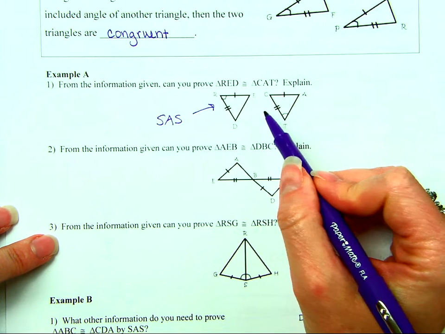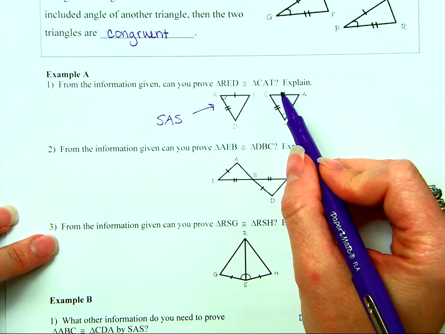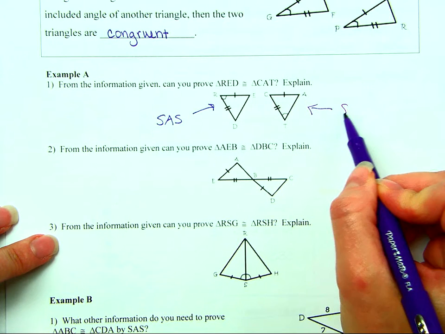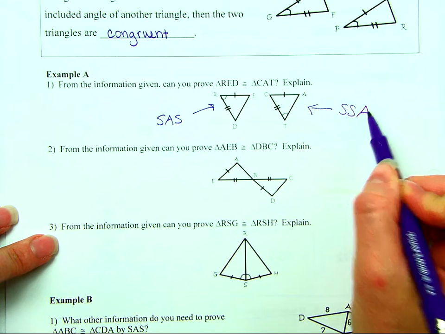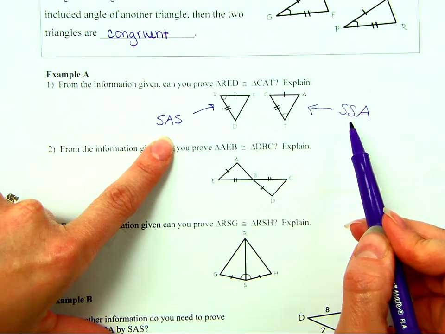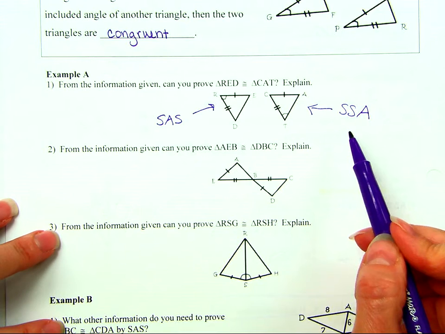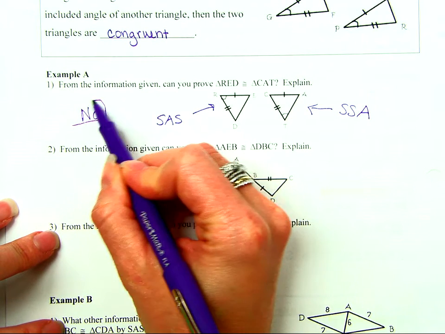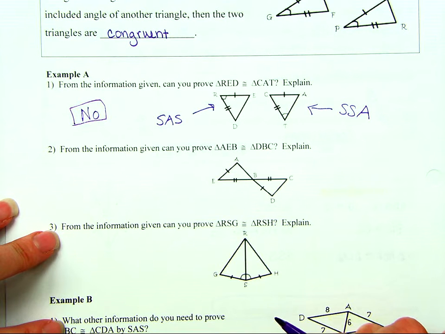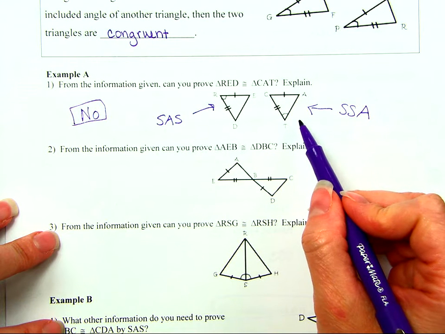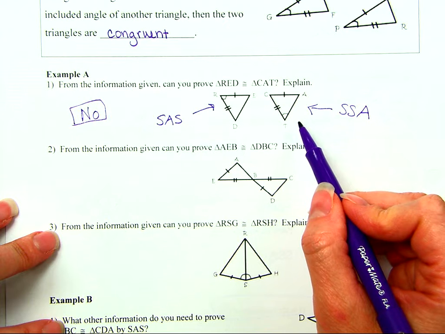However, when I look over here, I see I have side, side, angle. These two things are different, and side, side, angle is not one of my shortcuts. And so here I'm going to have to say no. I cannot say my two triangles are congruent. This triangle does not have the included side, the included angle, excuse me.